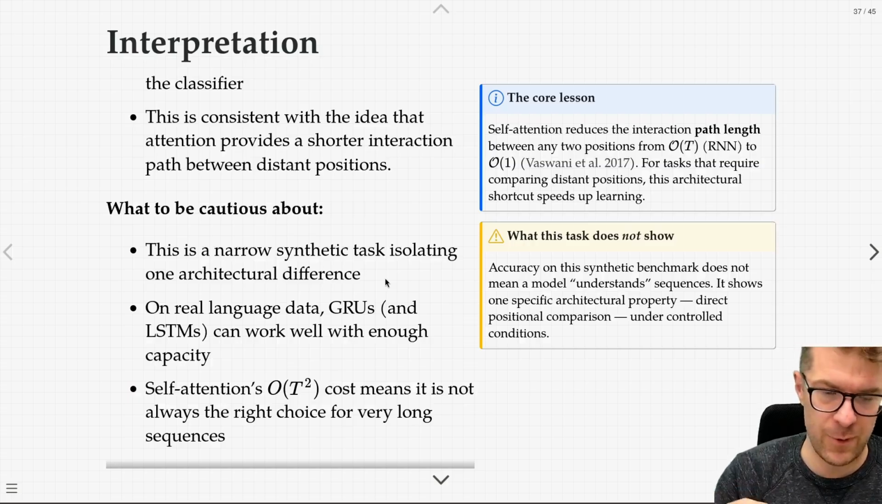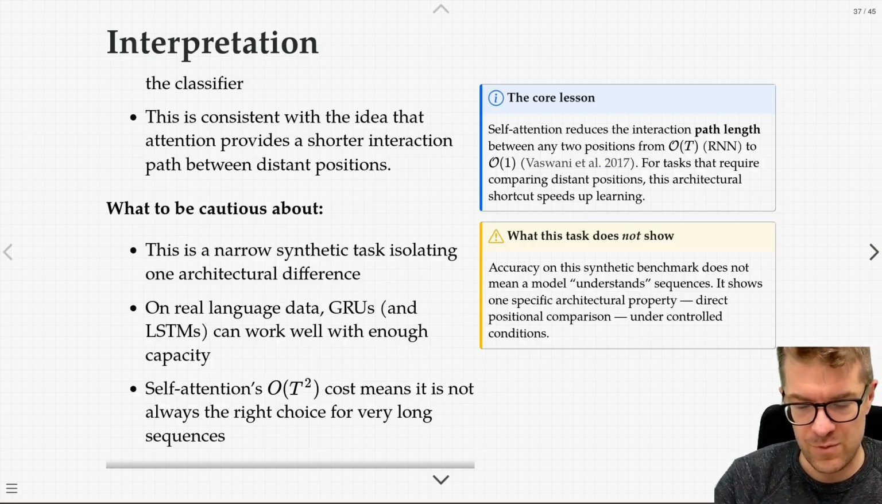Be careful, this is a synthetic task which isolates a very particular hack. We set up everything with an easy hack that you can learn in one step. In real language data, GRUs and LSTMs are still going to work a lot better. Things in real life aren't so direct as this.